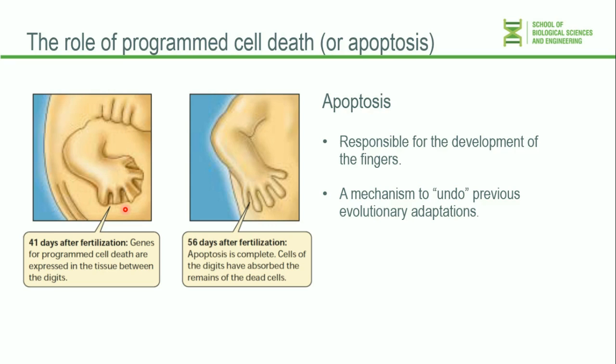It has to kill itself off so that we have separate fingers as we have them now on our hands. Now, it's a mechanism to undo previous evolutionary adaptations. So the controlled death of certain cells that can then no longer develop or become something, they just disappear. So just as a little note, apoptosis, programmed cell death, is an important part of development.